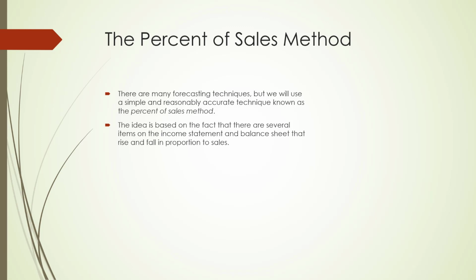And the idea behind this method is that there are many items on the income statement and on the balance sheet that go up and down as sales goes up and down. In other words, they change in proportion to sales. And we can use that to forecast these items. And let's look at some examples.